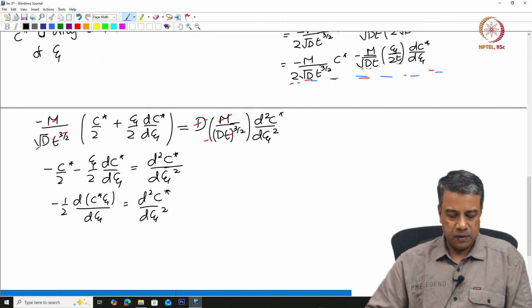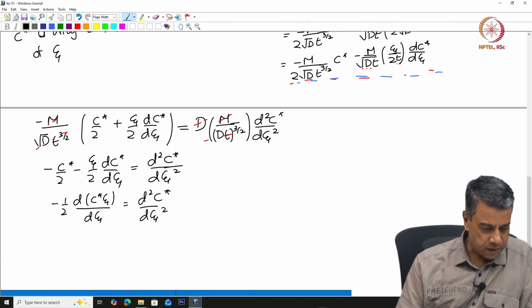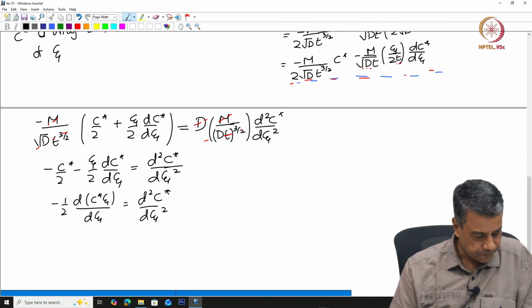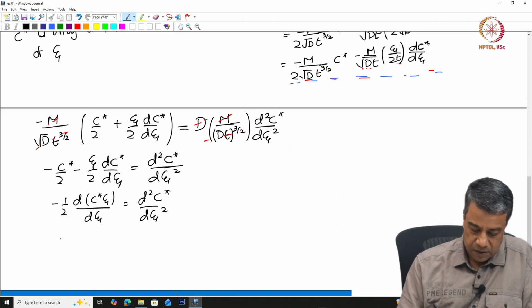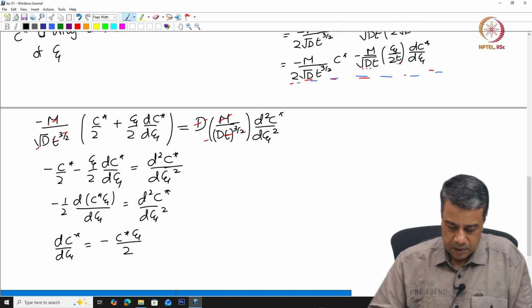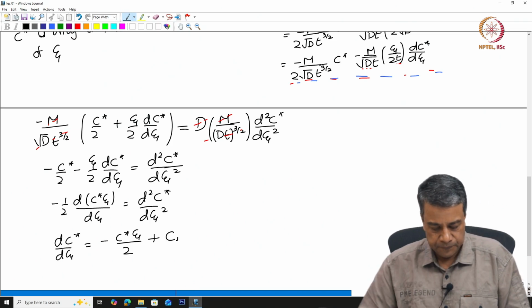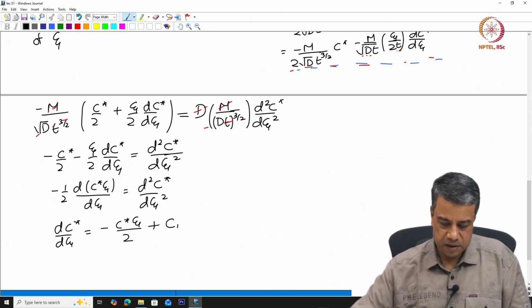You can see that when you differentiate C star times psi, you will get C star plus psi times dC star by d psi. So, this is just an integral of that. This I can integrate once because I have derivatives on both sides, and therefore, I can integrate this once to get dC star by d psi is equal to minus C star psi by 2 plus a constant. That constant is fixed from the boundary condition, if you recall.